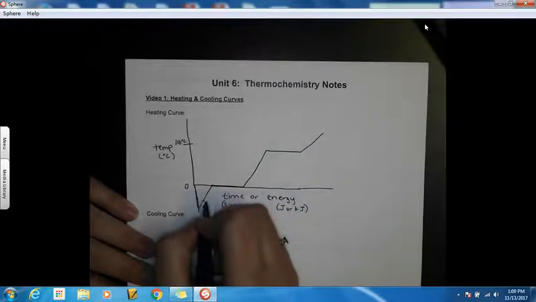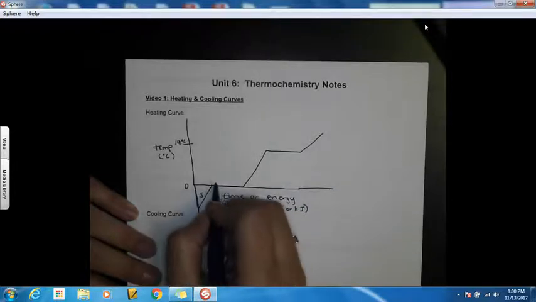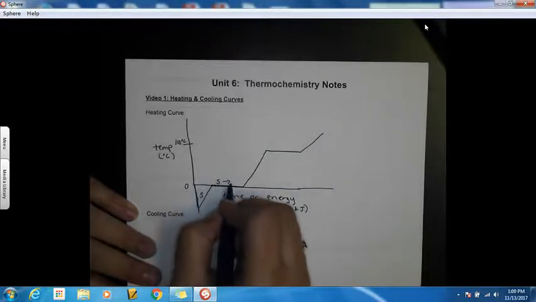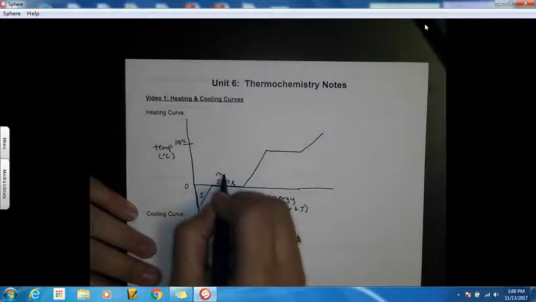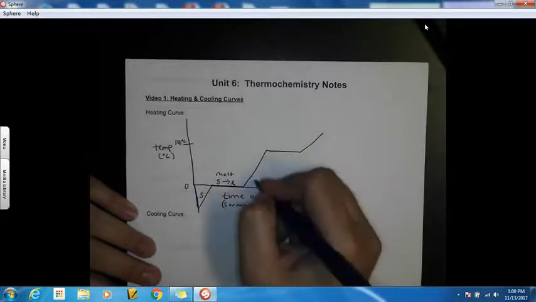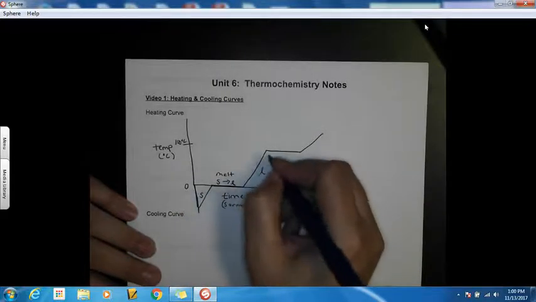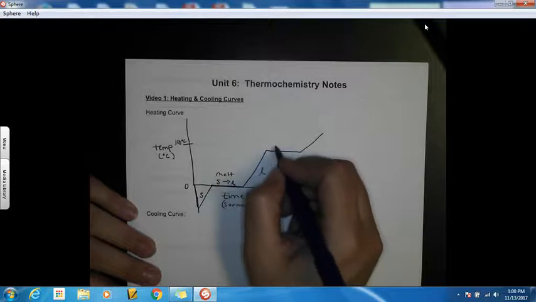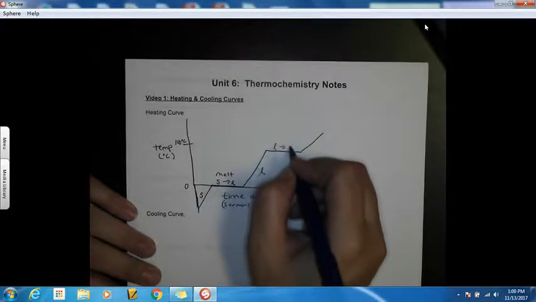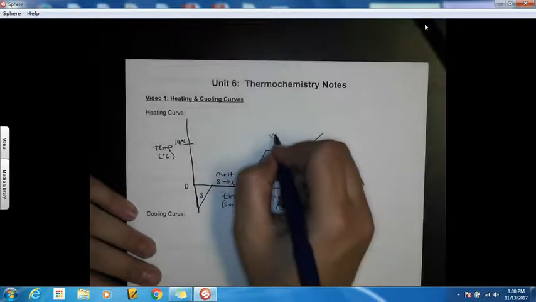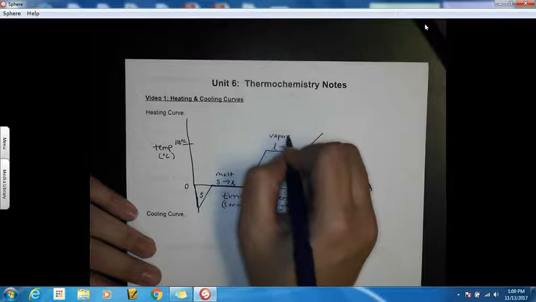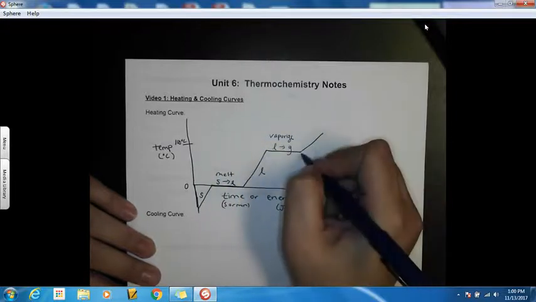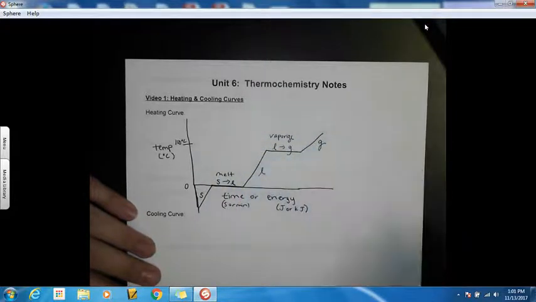So down here in the bottom section, we have a solid, and then we change it from solid to liquid. We melt it, right? And then here we have liquid, and we change the temperature of the liquid. Once we get to 100, now that liquid becomes gas, right? And we vaporize.